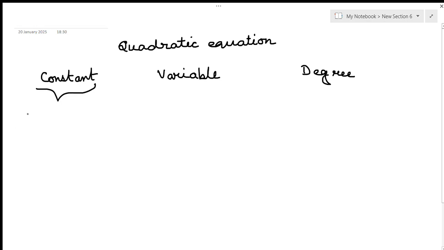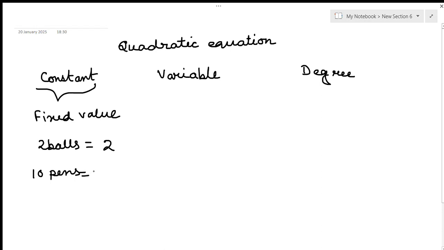Constant means value of which is fixed. What is the meaning of fixed value? When we are writing two balls, it is equal to 2 quantity. When we are writing 10 pens, it is telling that the number of pens is 10. We cannot write 10 pens is equal to 5. It is not possible.